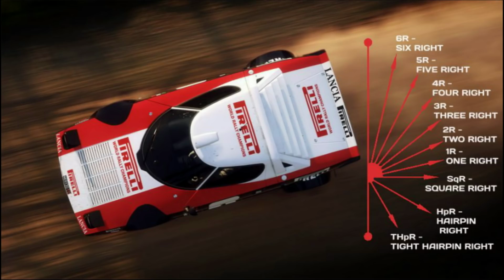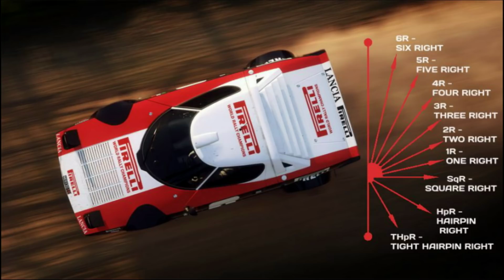Hello and welcome to this video. I guess if you're here, you're interested in DiRT Rally 2.0 pace notes and how they're made. My name is John Armstrong and I am the rally consultant on DiRT Rally 2.0 for Codemasters. I'm going to give you an insight into how we make the pace notes for our rally game.